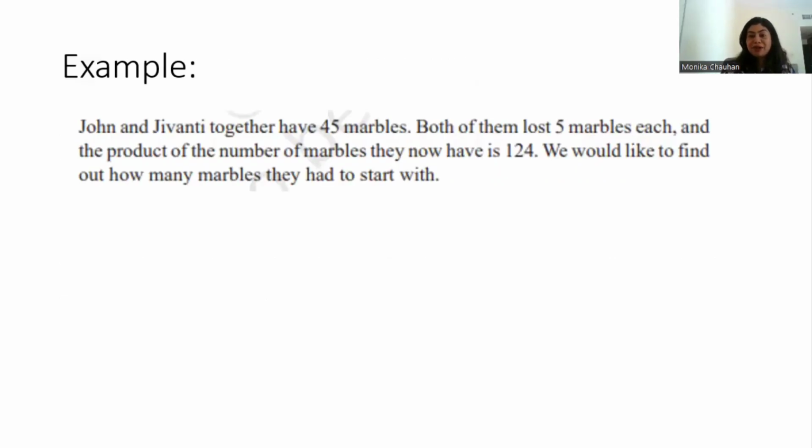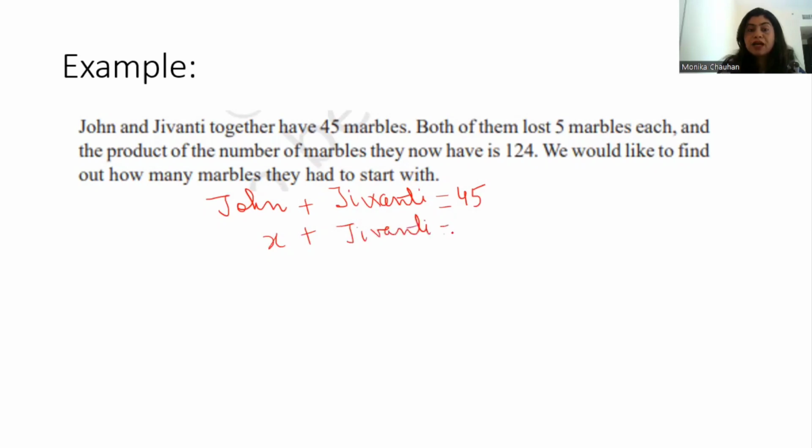Suppose this is one of the examples. This example, if you see, is a word problem and they ask you to make a quadratic equation with the help of it. So how do we do that? John and Jivanti together have 45 marbles. So when we say John and Jivanti together, it means that John and Jivanti had 45 marbles in total. So if we assume that John has x marbles, then how much does Jivanti have? Jivanti has 45 minus x. So this is how we assume.